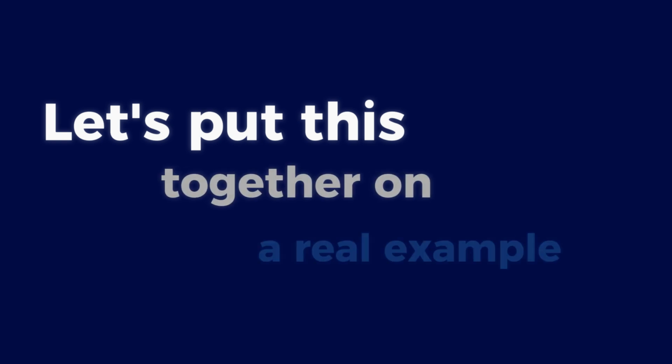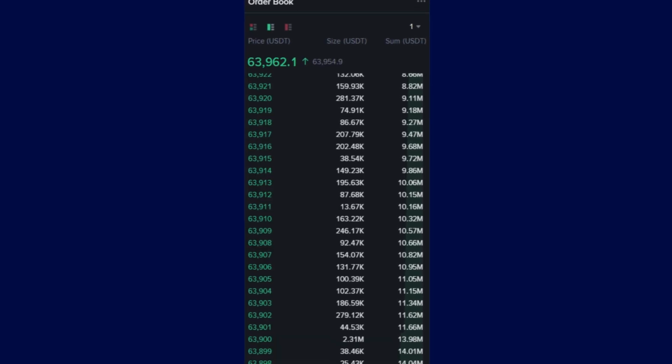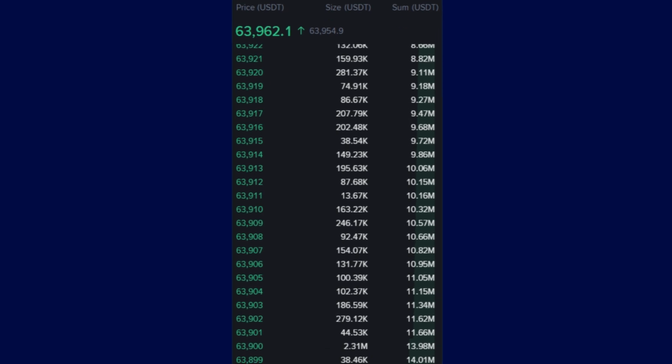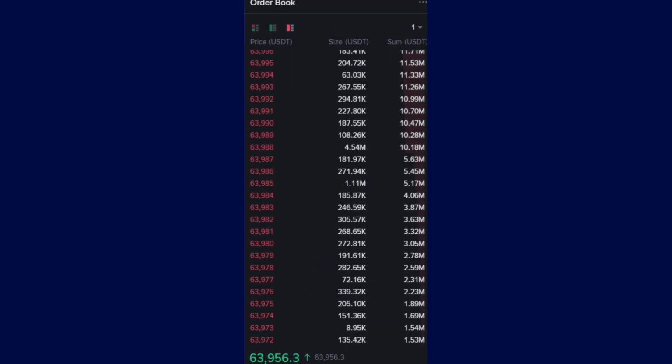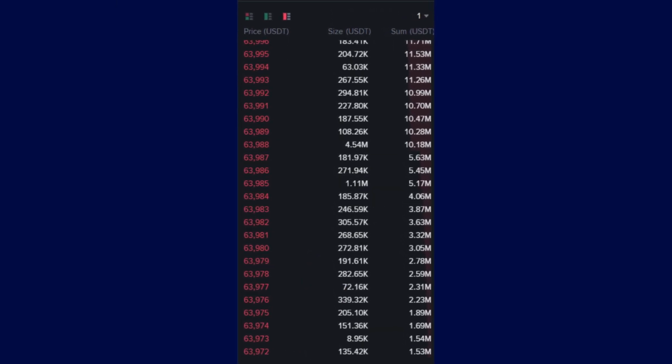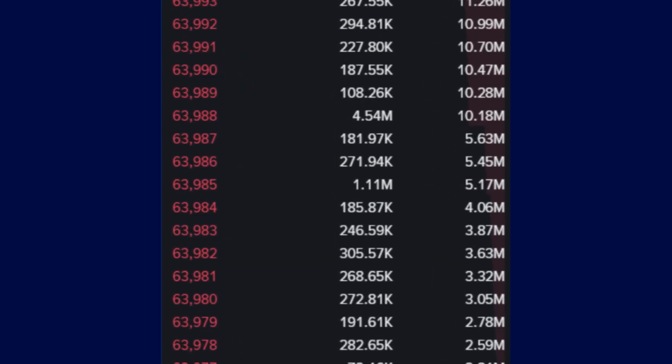Let's put this together on a real example. Here's a paused order book. Look at the bid side. There's a large wall sitting about 2% below current price. That's buyers defending that level. Now, look above. The ask side is thin for the next few levels, then there's a wall further up.